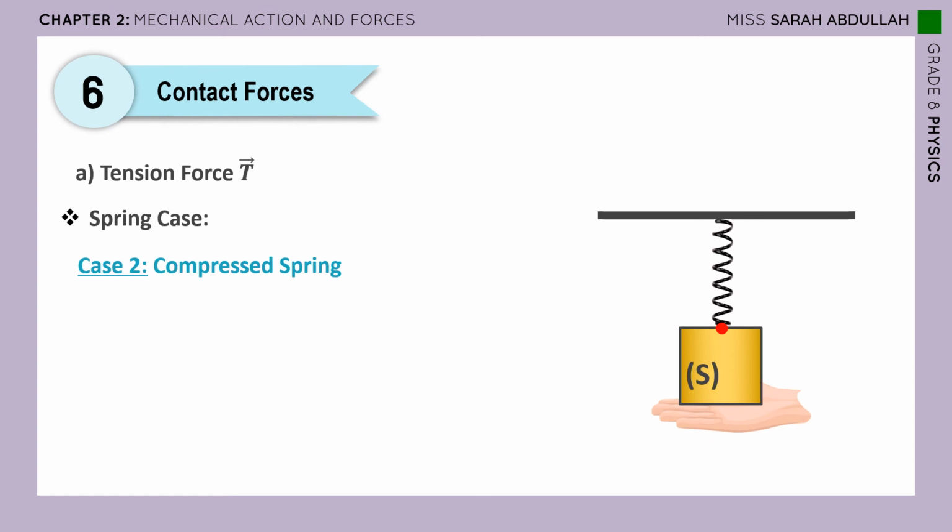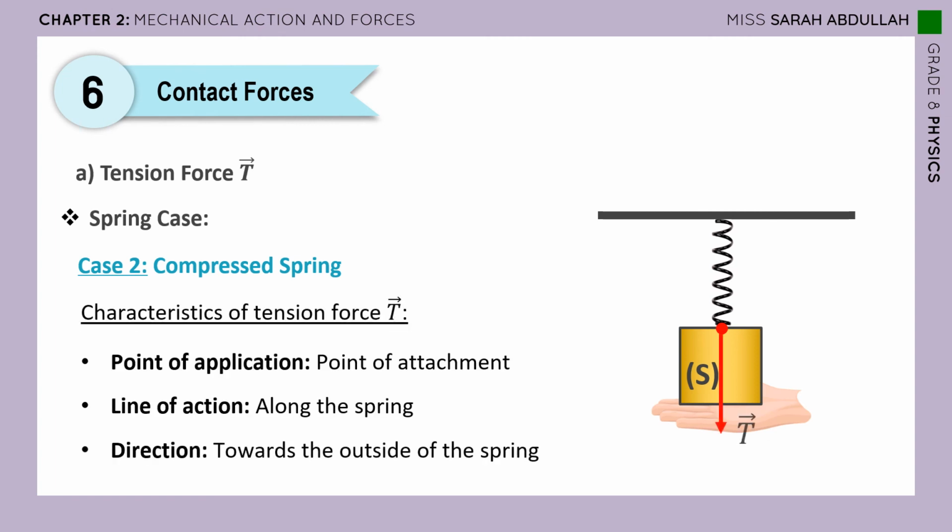The line of action is still the same. It is along the spring, right? The line of action, in this case, is vertical. The direction is what changes, only the direction. So in this case, when you try to push the box upwards, you will feel that there is something pushing your hand downwards. Something wants to get out. So this force that you feel is the tension force, because in this case, the tension force will be pushing outwards. So it will have a direction towards the outside of the spring.